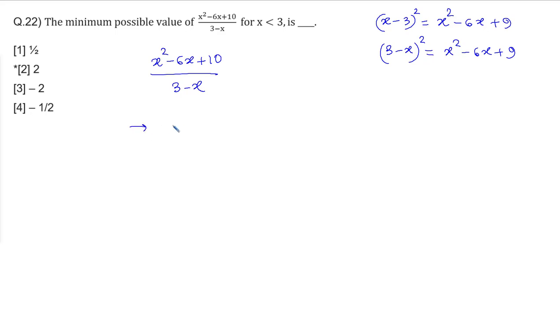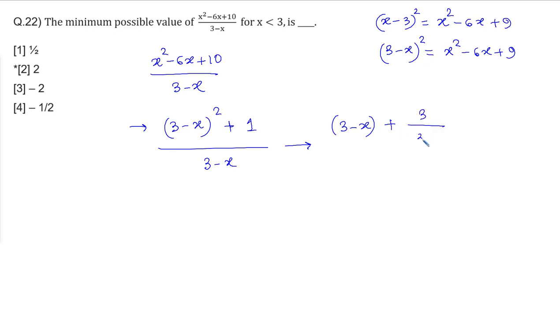So the numerator I can write as (3 minus x) bracket square and plus 1, everyone, divided by 3 minus x. Now let's separate the denominator. So (3 minus x) bracket square divided by (3 minus x) is 3 minus x, plus 1 divided by 3 minus x. Over here in the question, it is given that the value of x is less than 3.